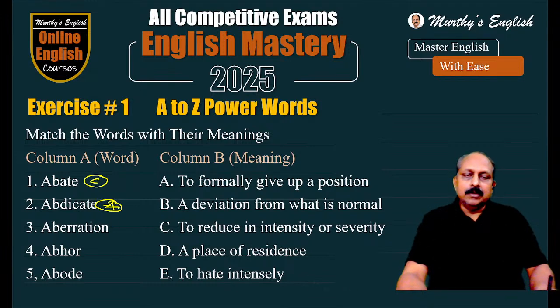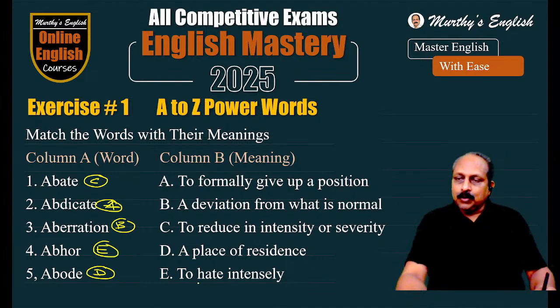What is the next one? Aberration. Aberration means a deviation from what is normal. Answer is B. Abhor means to hate intensely. Answer is E. Abode means what? A place of residence. D. Remember the score. At the end, we'll see how many you got right and how many you got wrong.